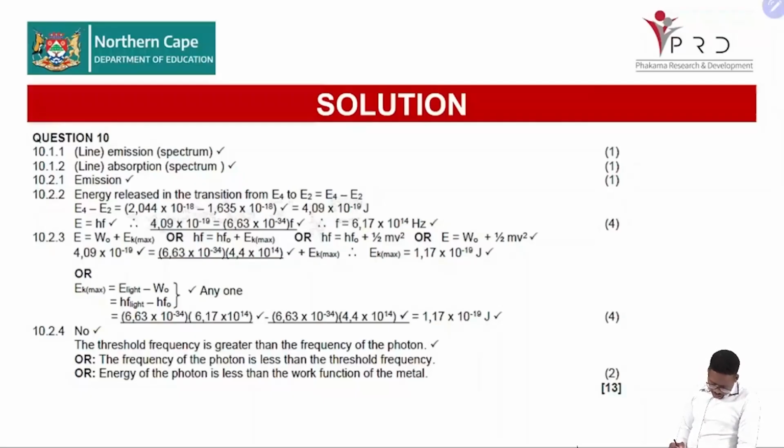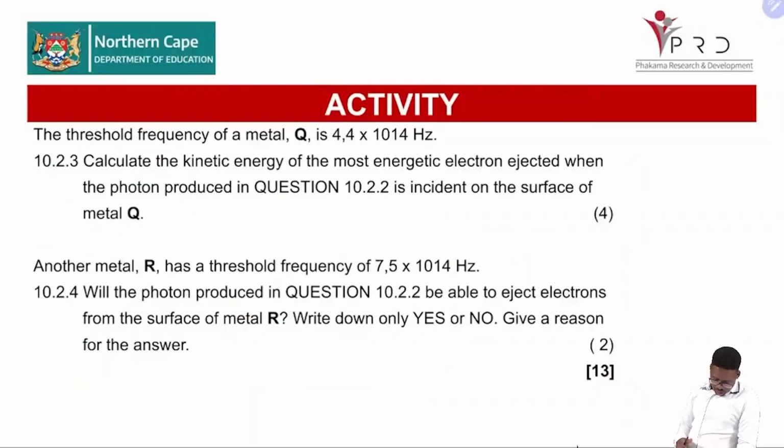Then from there we can get the frequency and say energy is equal to h multiplied by frequency. Our energy now we know is 4,09 times 10 to the power negative 19, which is equal to Planck's constant, 6,63 times 10 to the power negative 34, multiplied by frequency. We divide both sides by Planck's constant. Our frequency will be 6,17 times 10 to the power 14 hertz. So that's how we get those 4 marks.